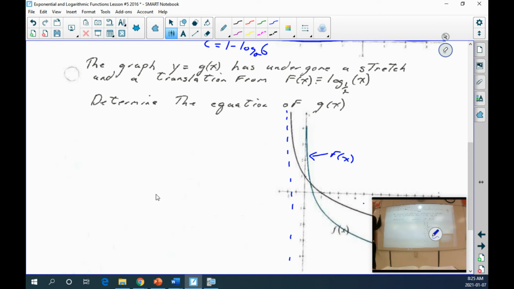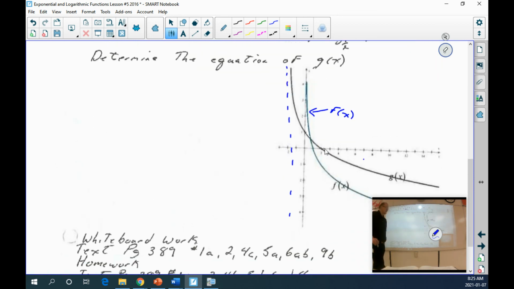The other thing that I see is I've got a horizontal stretch also. If I look at the original graph, the distance between the vertical asymptote and the x-intercept is 1. The distance from here to here is not 1. It's greater than 1. It's 4. Okay? So we know we have a horizontal stretch. We also have to know that we have a horizontal move.